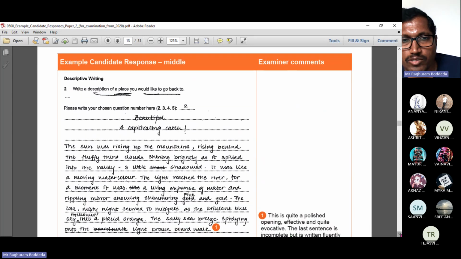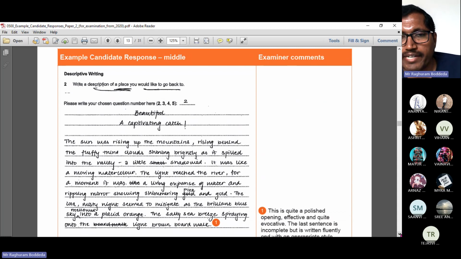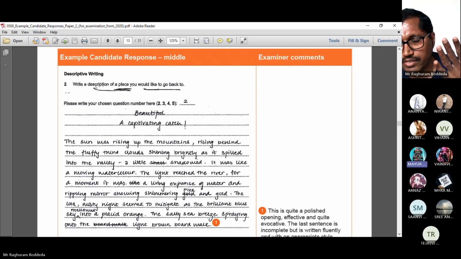So please tell me, can you recap what we learned about the descriptive writing requirement? Sir, we need imaginary features, weak or strong adjectives, variety of sentences, similes and metaphors, sound effects, transitional words.